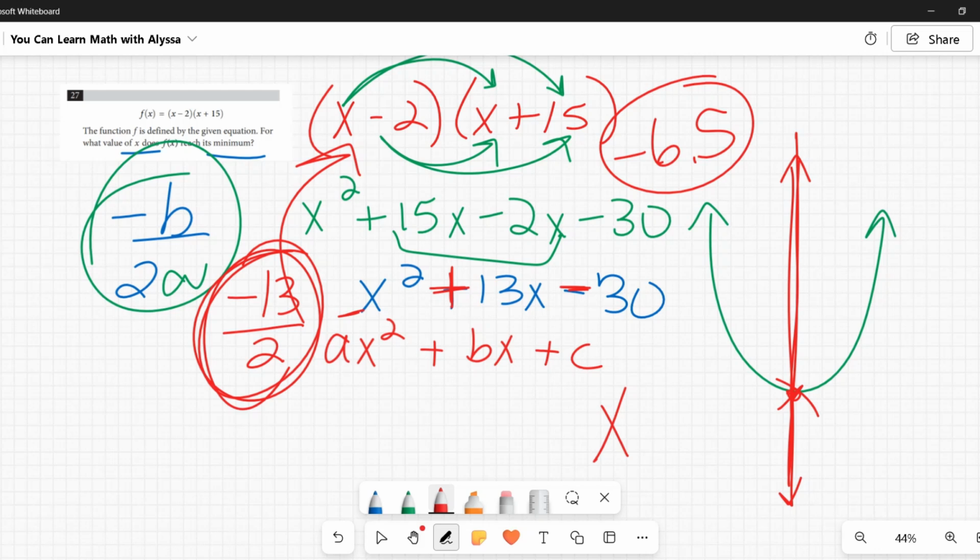But yeah, that one was more straightforward than I would expect for a number 27 problem, but you have reached the end of this module.